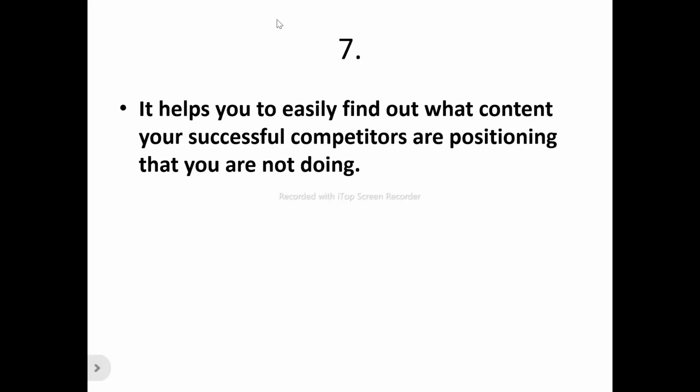Number seven, it helps you to easily find out what content your successful competitors are positioning that you are not doing. That is, it gives you an insight of what your competitors are doing that is making them successful. You'll be able to use that information to make your own data-driven decision, in order to tailor your own content to also be successful. So you need to find out what content your competitors are positioned for that you are not doing.